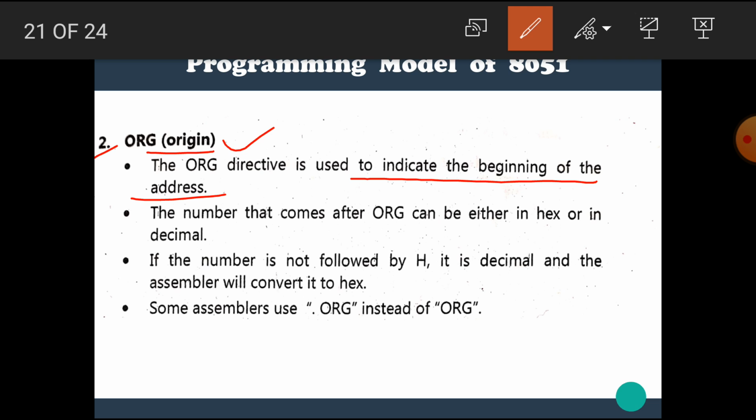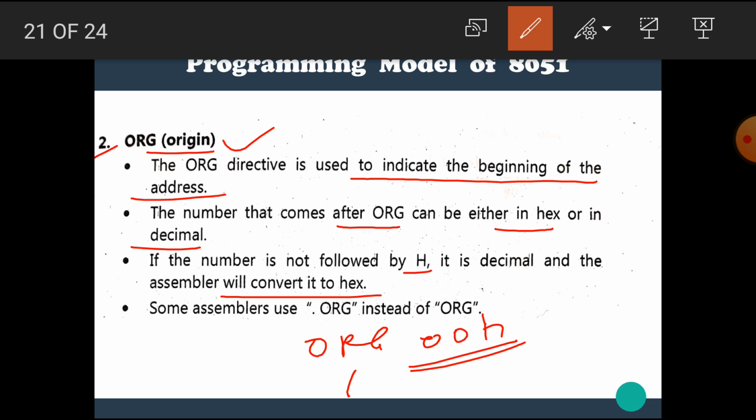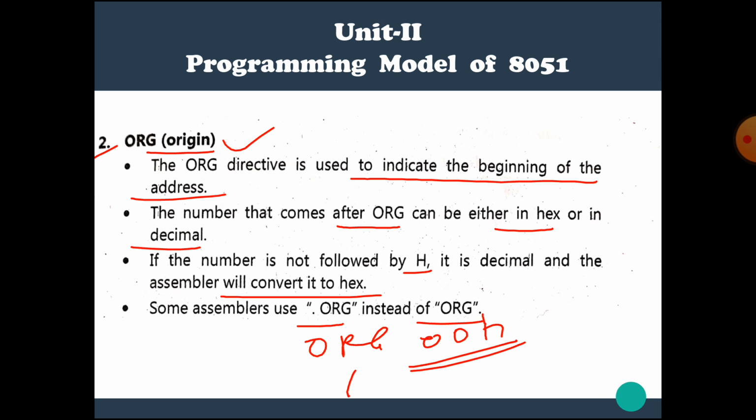The number that comes after org can be either in hex or in decimal. That means if org 00 is given, then we have to write h here. That means at the 00h memory location our program starts. If the number is not followed by h, then it is decimal and the assembler will convert it into hex. Some assemblers use .org instead of org.